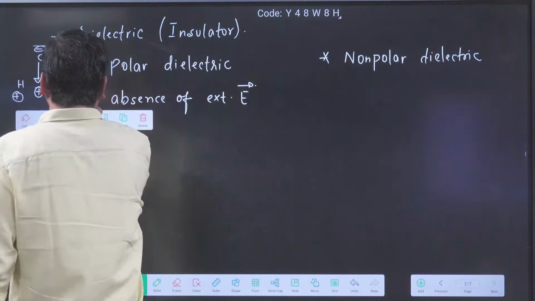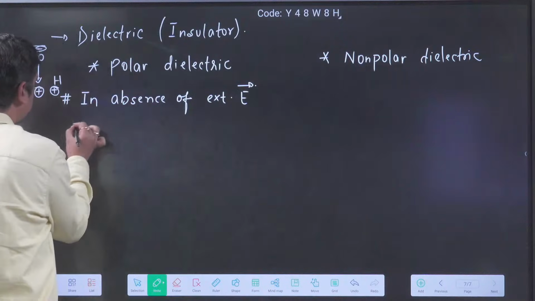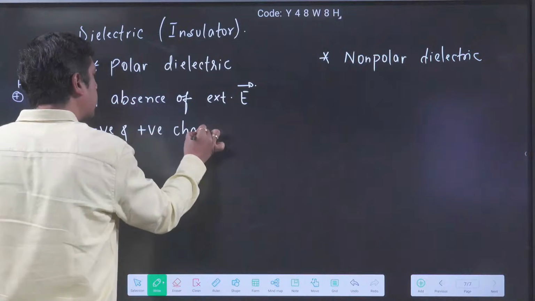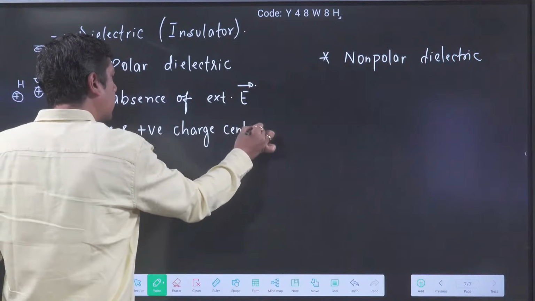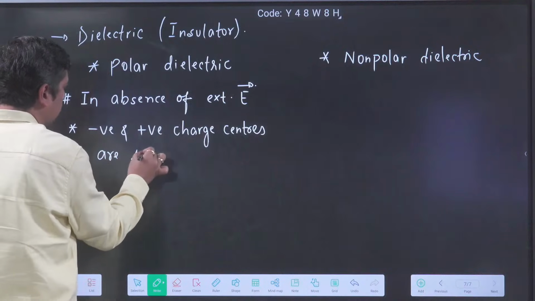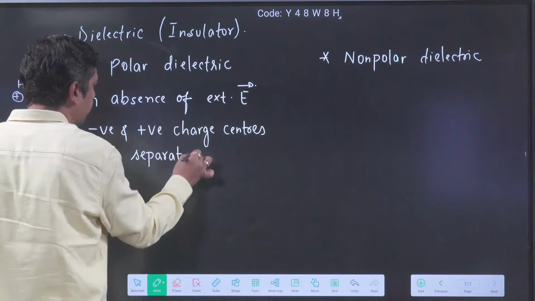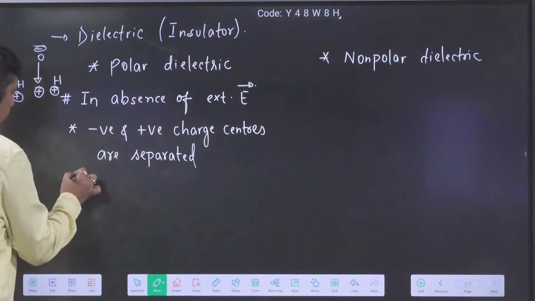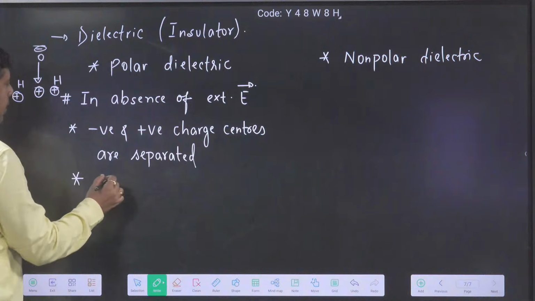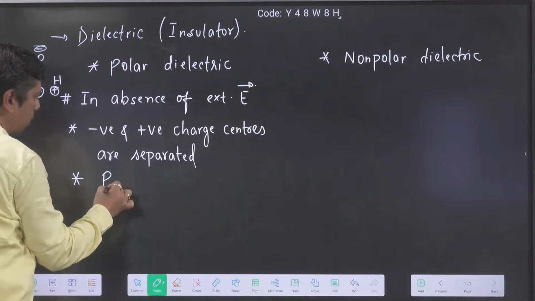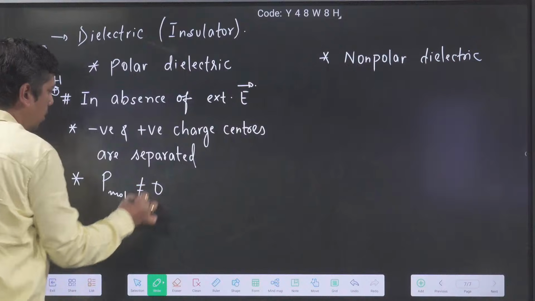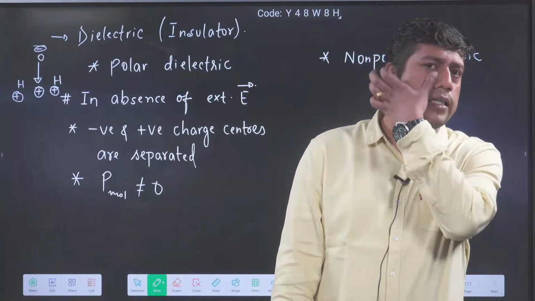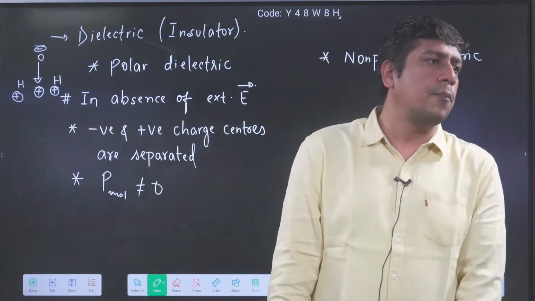Negative and positive charge centers are separated, due to which the molecule has an inbuilt dipole moment. Okay? Because the negative and positive charge centers are separated, the molecule has an inbuilt dipole moment.